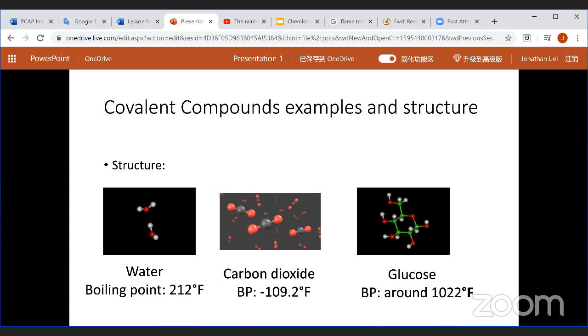And we can see the boiling point of covalent compounds varies very differently. For water, the boiling point is 200. For carbon dioxide it is negative 100. For glucose it is over 1000. So covalent compounds can be gas, liquid, or solid. Does anyone have any questions here?